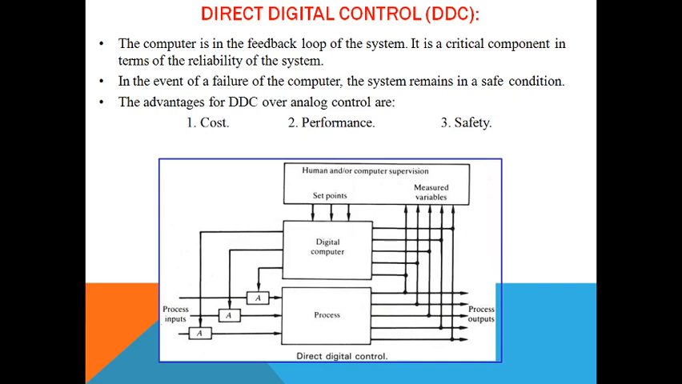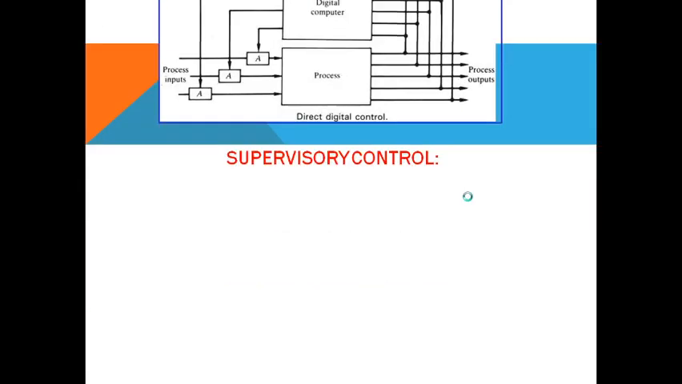And what are the advantages of DDC over analog control? We are able to reduce the cost, improve the performance, and provide safety to our device. Here the direct digital control diagram is given. Here the digital computer is present. Processes are inputted to the device, and human or computer supervision is there, where the human can set points with the measured variables, and we will get the process output which is fed back to the measured variable and compared, and as per our requirement we can get the output.